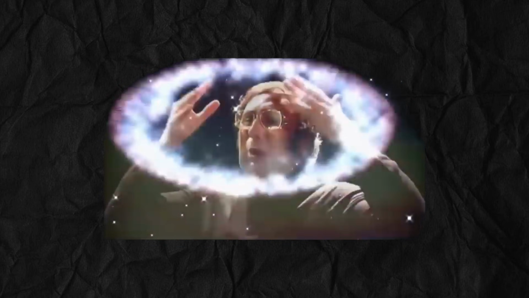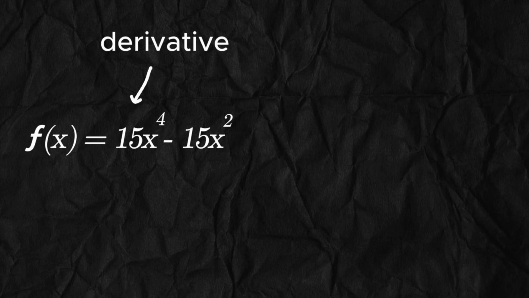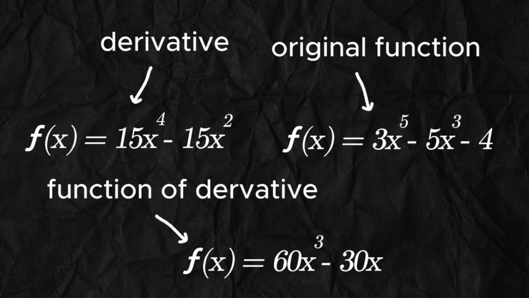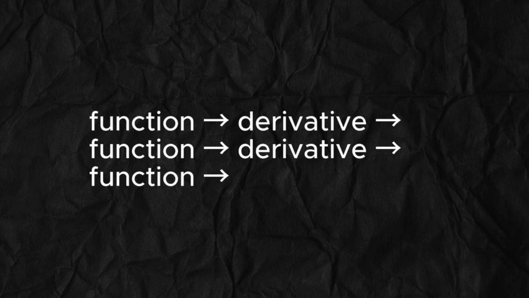Now, the crazy thing here is that you can actually derive the derivative of a function to get a function for the derivative, and then you can derive that function to get a function of the derivative of a function of the derivative of a function of a function.